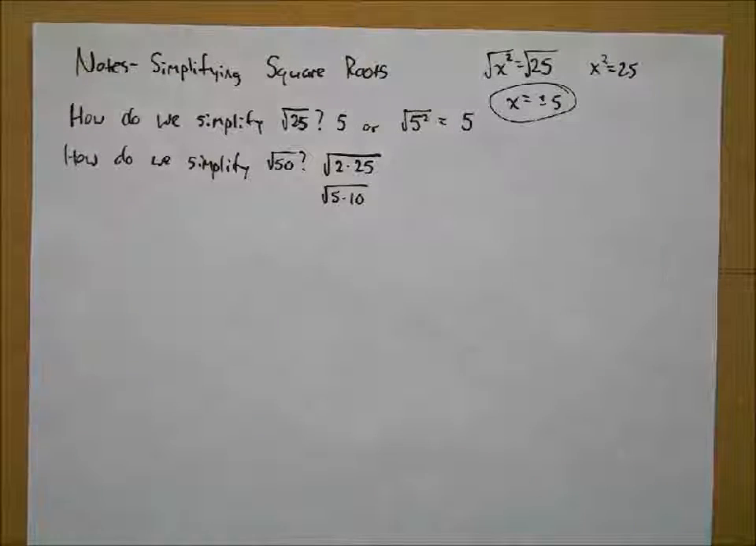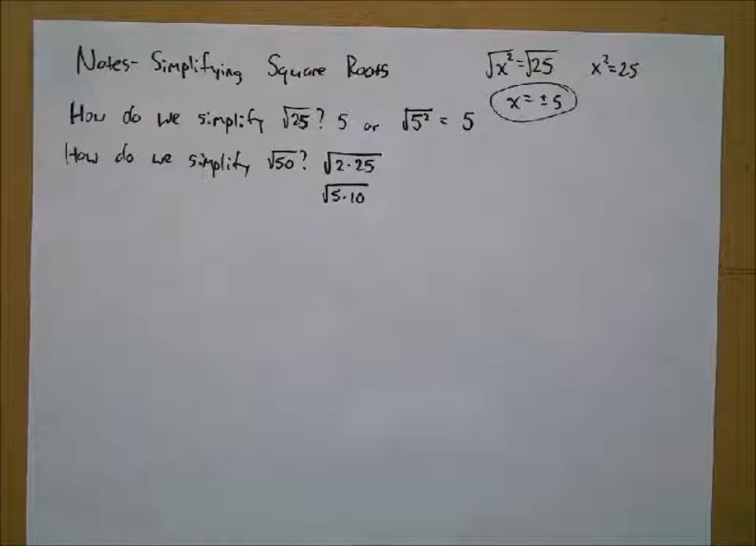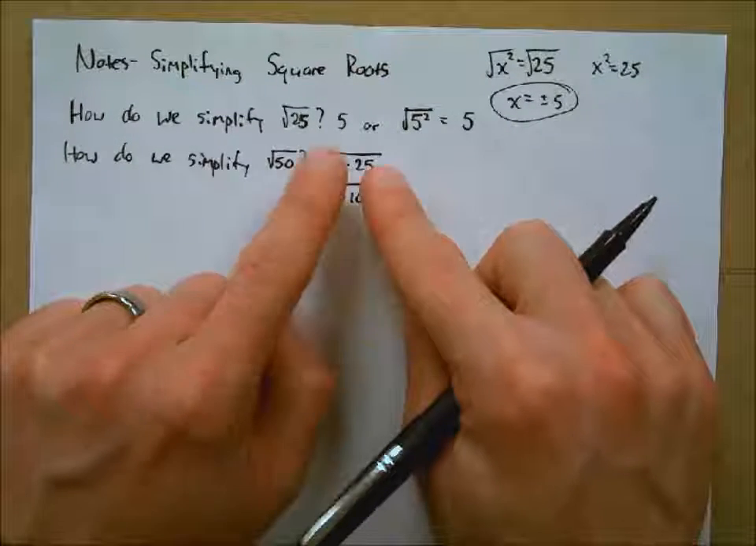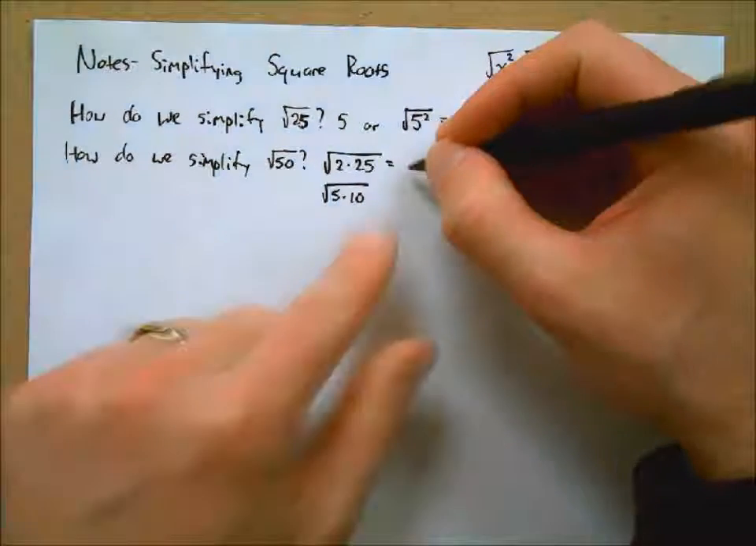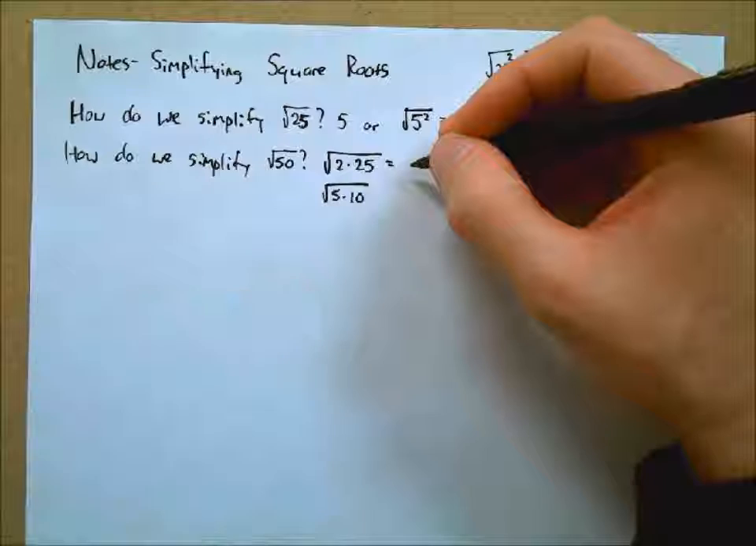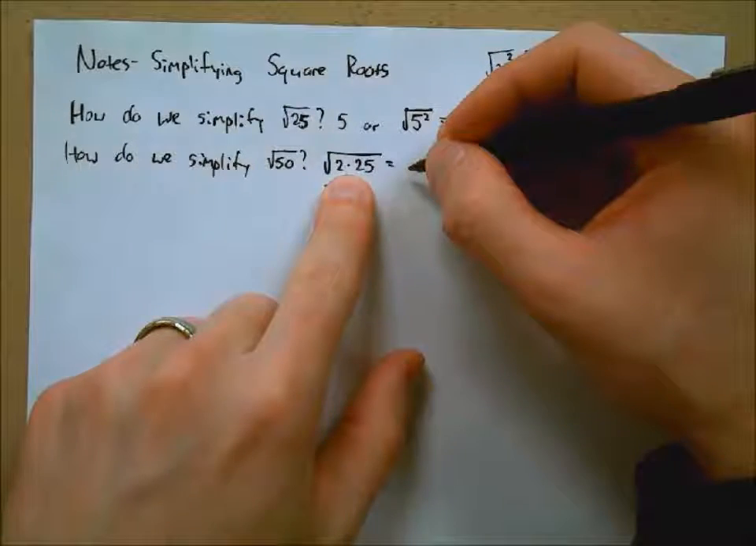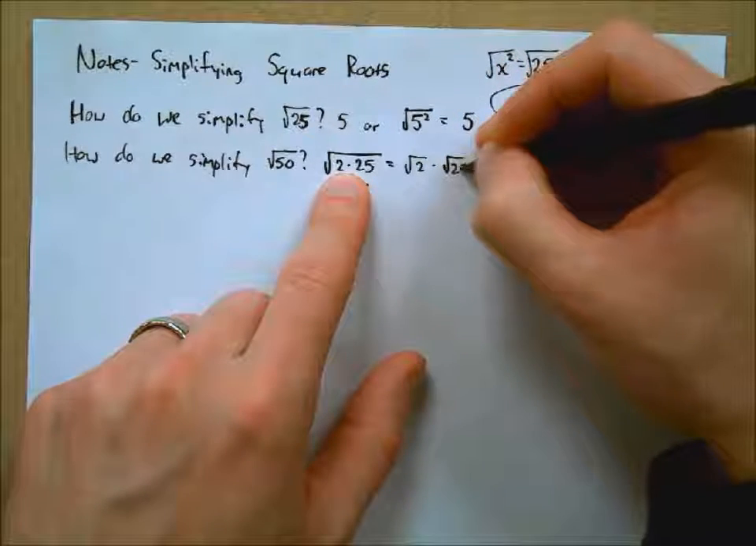Why is the first one a helpful product to have there? Because it has a perfect square in it, right? 5 and 10, neither of those are perfect squares, so it's not super helpful to break it up this way. But with 2 and 25, there's a property of square roots that if you have a product inside the square root, you can break up that square root over the product, like so.